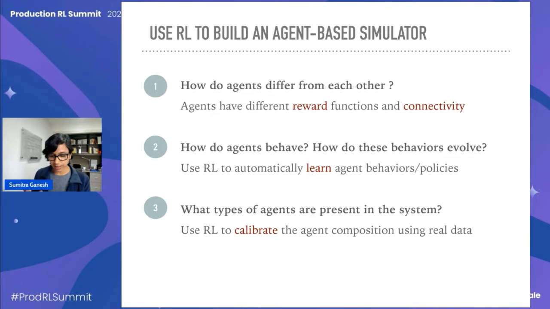The third question then is, how do you even know what types of agents are present in the system? Because clearly the dynamics of the system depends pretty heavily on this. And here I will talk about our work that we published a couple of years back on using RL to calibrate the agent composition using real data. And that makes this set of simulation techniques very powerful for applications.